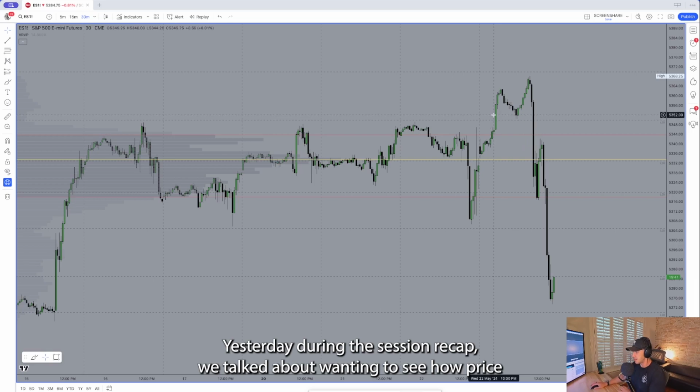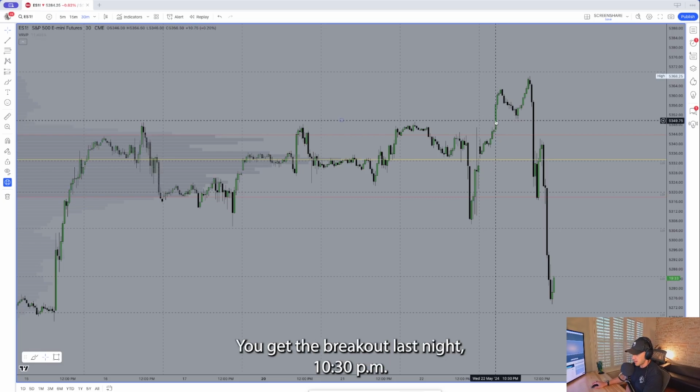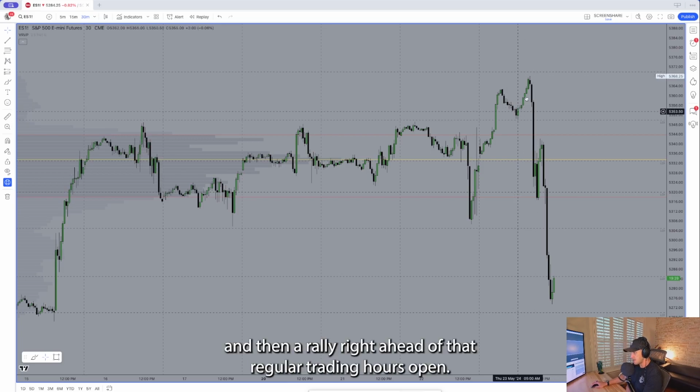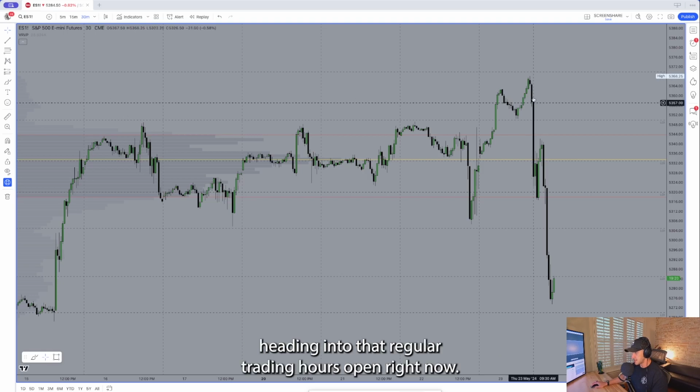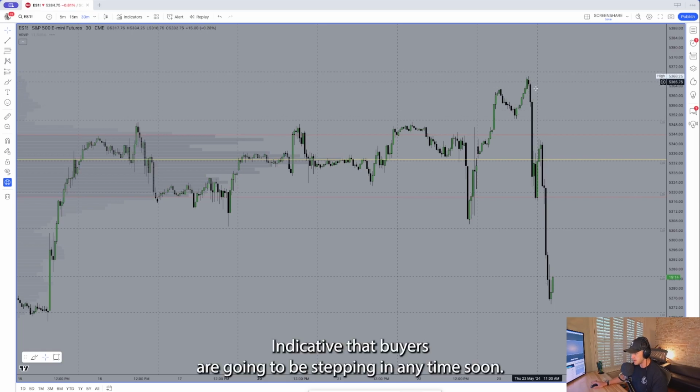Yesterday during the session recap, we talked about wanting to see how price is going to be trading versus this 53.50 upside level of interest. You get the breakout last night, 10:30 p.m., a retest down into 5 a.m., and then a rally right ahead of that regular trading hours open. Now check the shape of these 15-minute candles heading into that regular trading hours open, right? Not exactly indicative that buyers are going to be stepping in anytime soon.